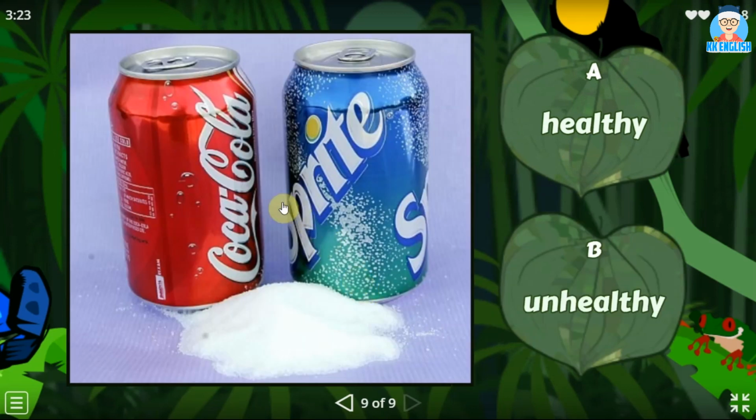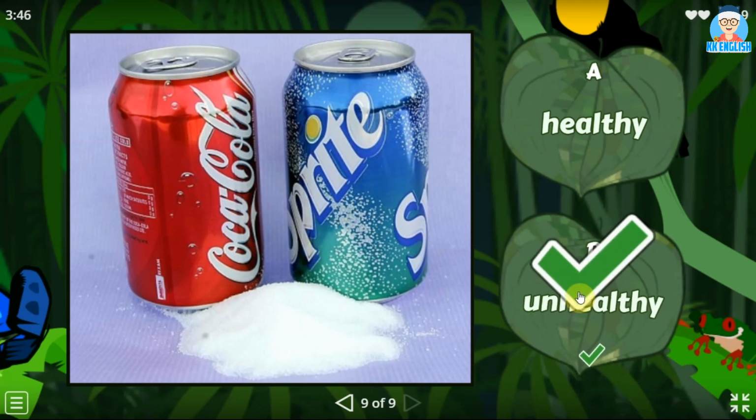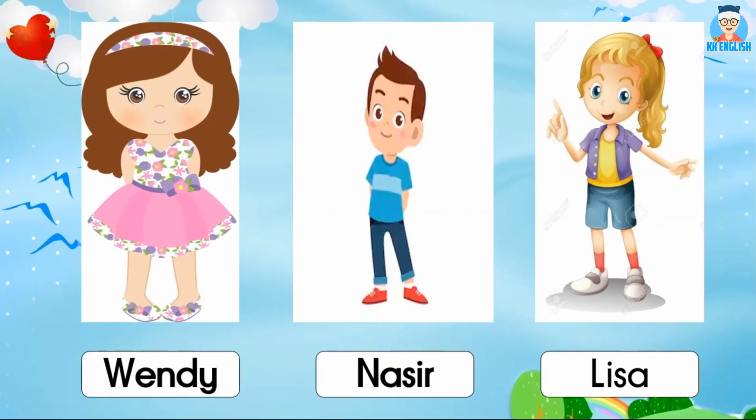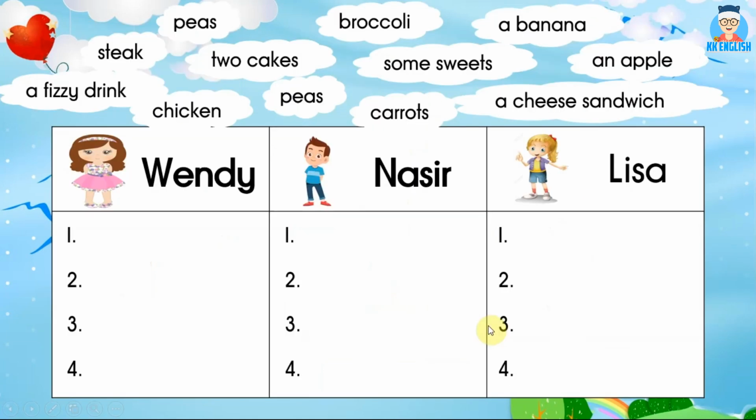Okay, last one. What is a drink? Carbonated drink. 在这个图片里面是汽水。So, carbonated drink is healthy or unhealthy? The answer is unhealthy. 所以汽水是不健康的。Now, we'll meet some new friends. Wendy, Nazir, Lisa. Now, we will help them to complete the table below.